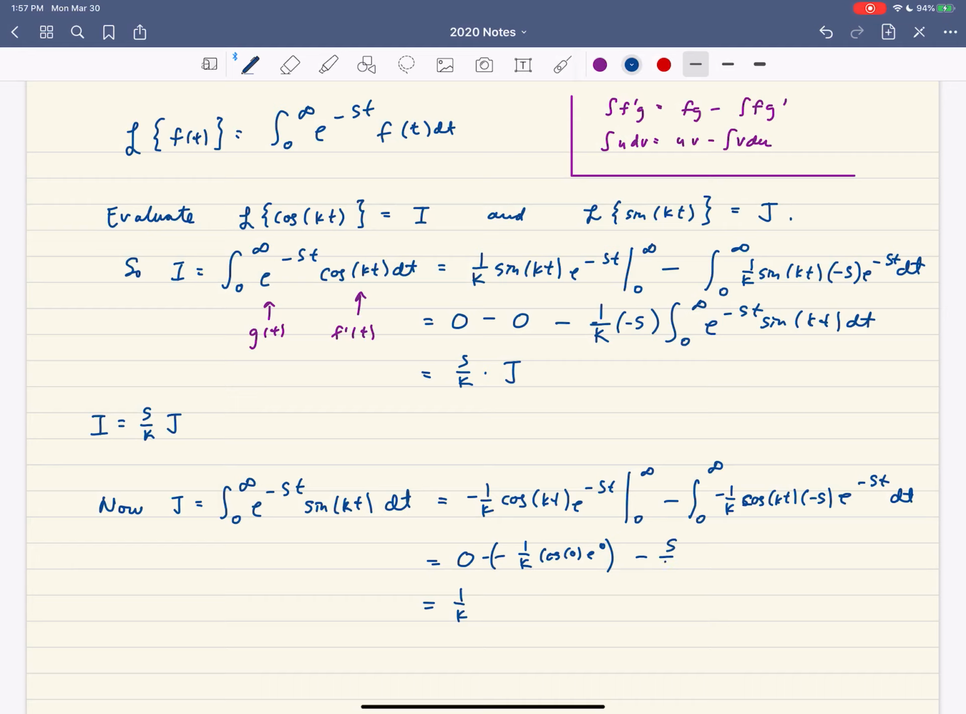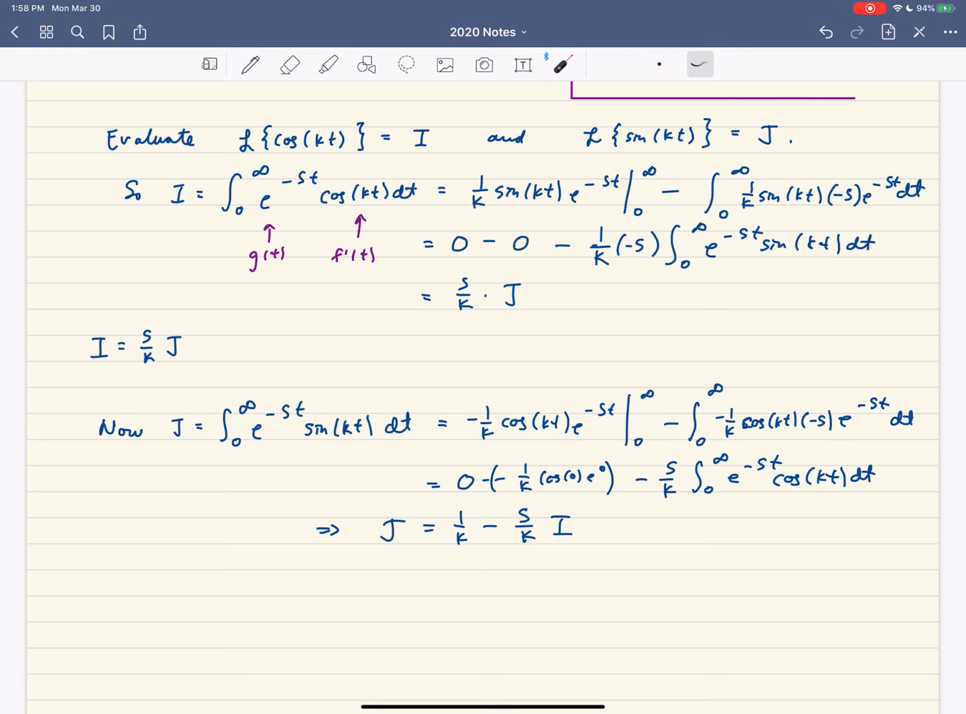This is going to be minus s over k times the integral from 0 to infinity of e to the negative st cosine of kt dt. So that means that J is equal to 1 over k minus s over k times I. And what we can do now is combine our two formulas for I and J into a single formula. So I is going to be s over k times J, and J we said was 1 over k minus s over k times I.